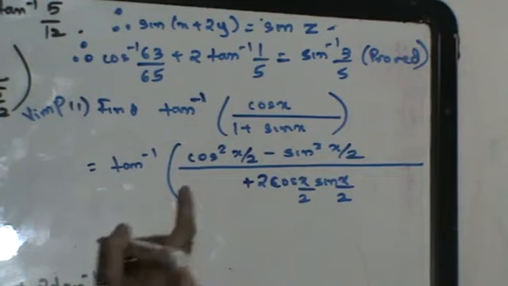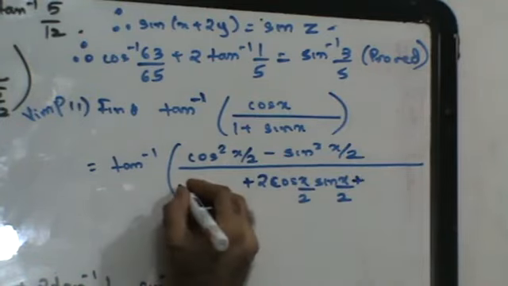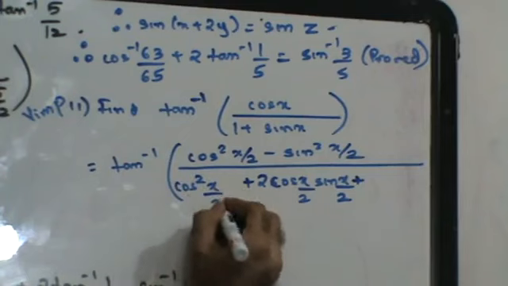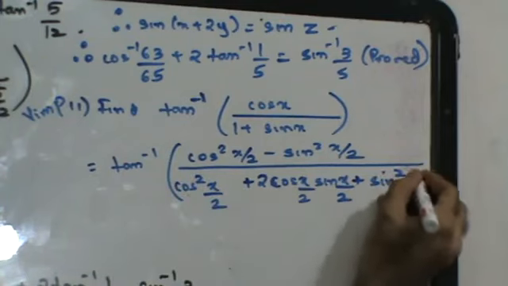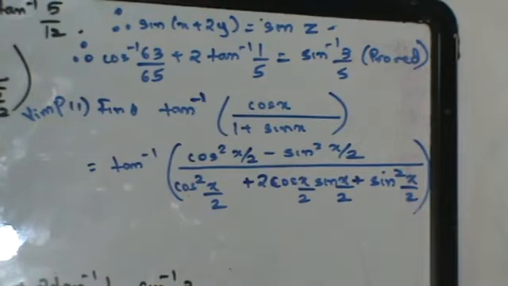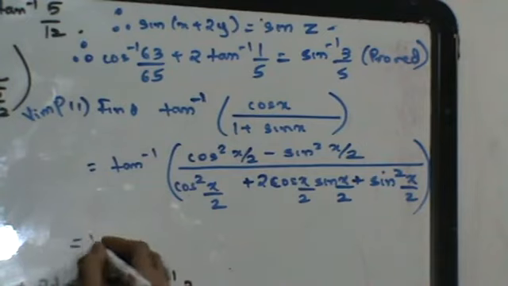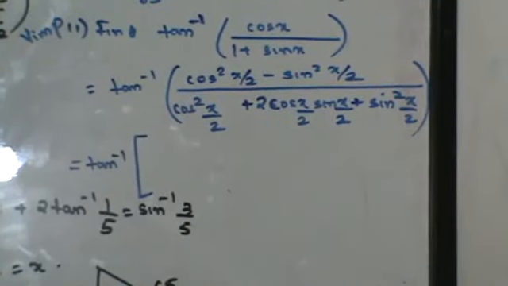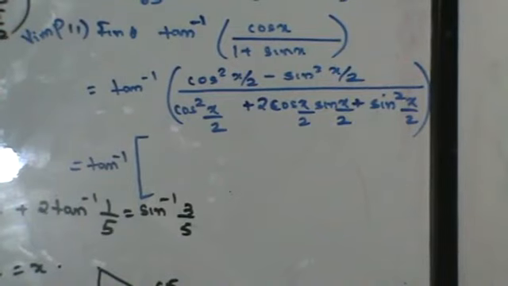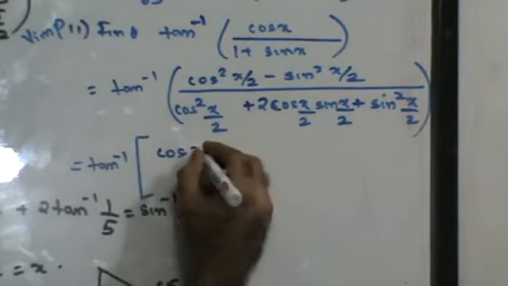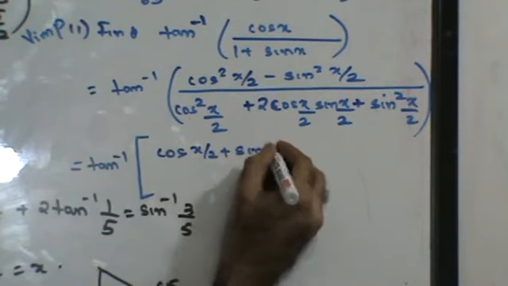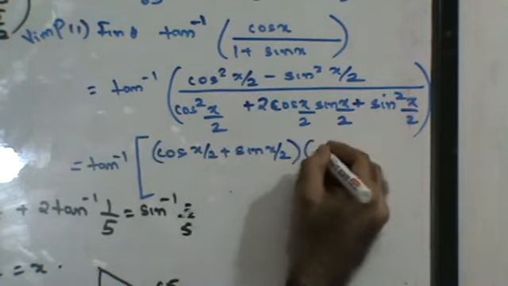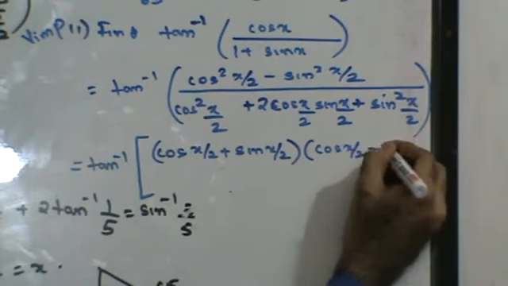1 can be written, please observe carefully, people, as cos square theta plus sin square theta. 1 can be written as cos square x by 2 plus sin square x by 2. Now, this can be written as tan inverse. My numerator is in the form a square minus b square. A square minus b square is a plus b into a minus b.